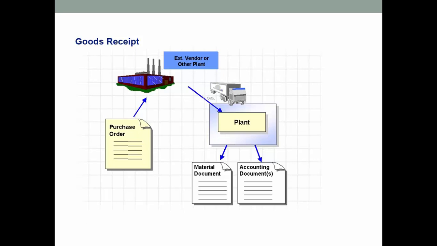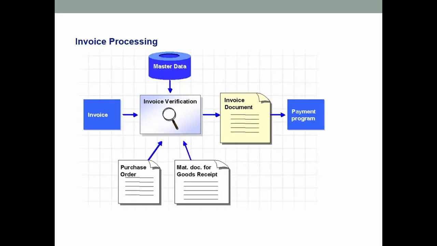The goods receipt, you have your purchase order, the plant, and once it goes through the plant, it can produce two documents in the SAP system, one called a material document that basically tracks the activities of that material, and the accounting document which tracks the associated costs of that activity within the plant.